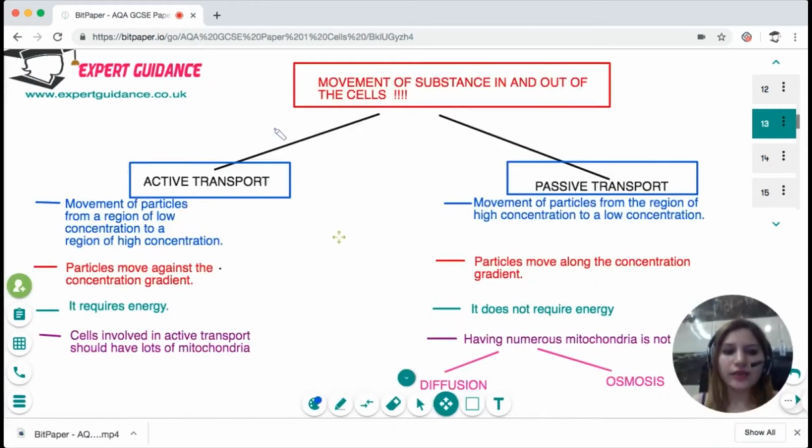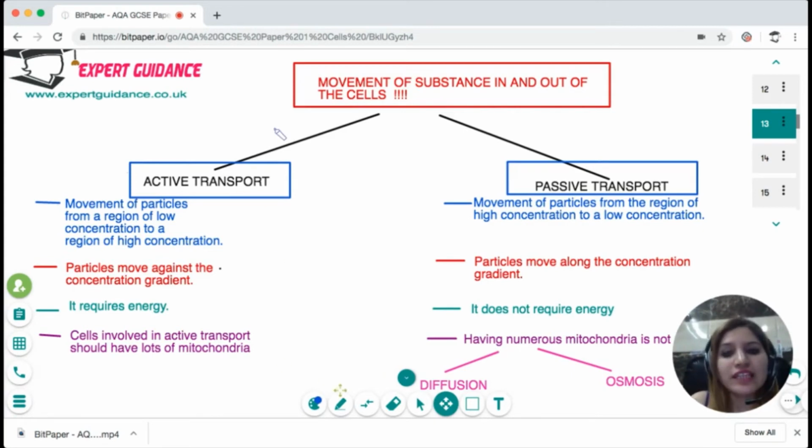So now we have looked at the different structures found in the cell and the functions of each of the cell organelles. Now, in order for the cell to survive, the cell needs materials. The cell needs oxygen, glucose, proteins, and enzymes, and on the other hand, waste products are also produced in the cell, so the cell needs to get rid of them as well.